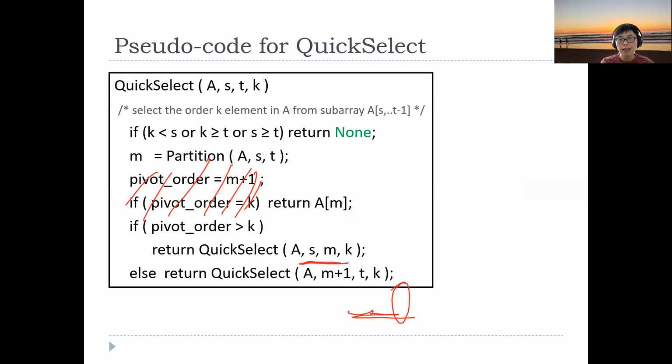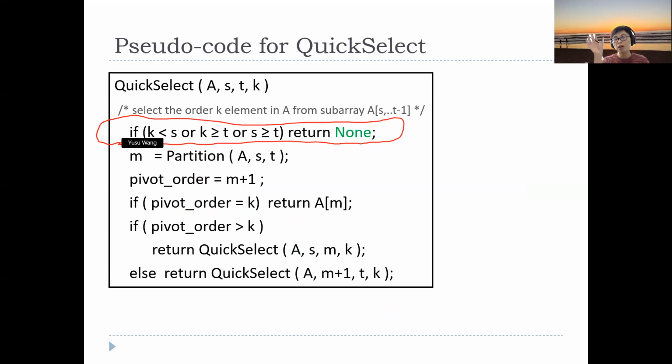All right, so this is the idea, and here is the pseudocode for what I just said. Let's go through this quickly. This is just a termination condition: if the subarray you're looking for is already of size 0, we're done. Or if the k is out of range, that's an error. Otherwise, we run the partition operation.